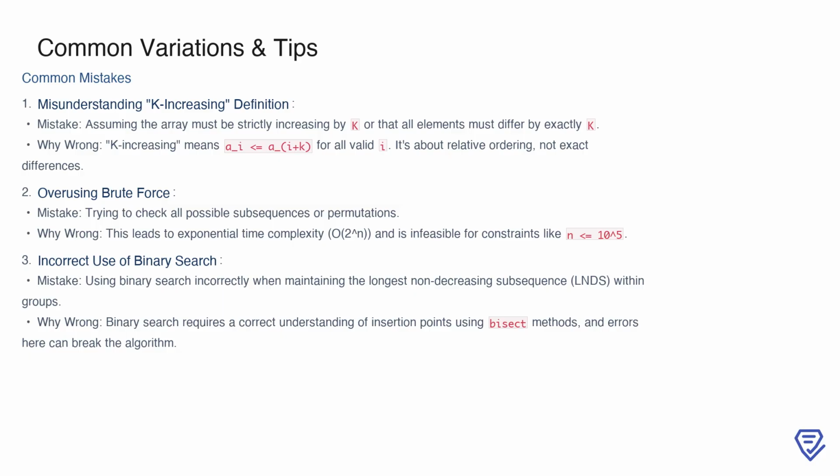However, the correct interpretation is that for any index i, the element at position i must be less than or equal to the element at position i plus k. It's about maintaining relative order, not exact numerical differences.